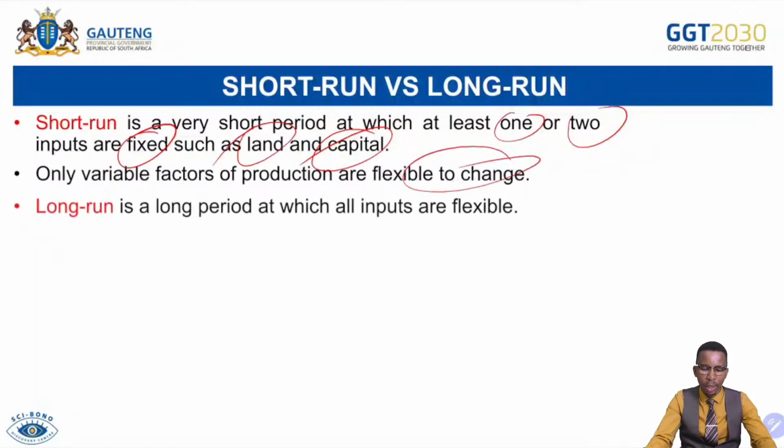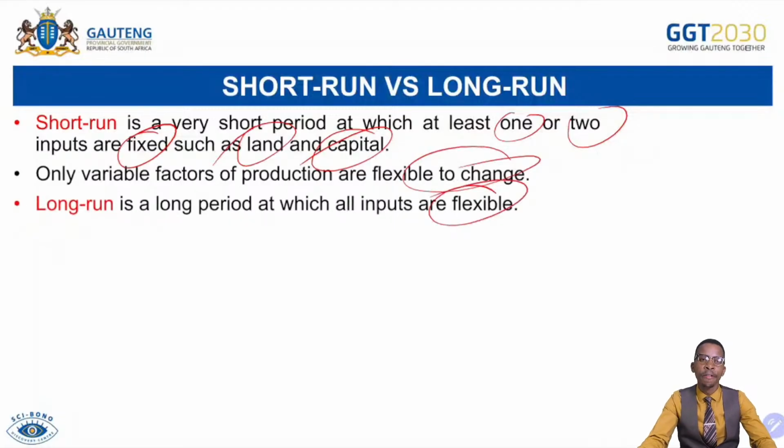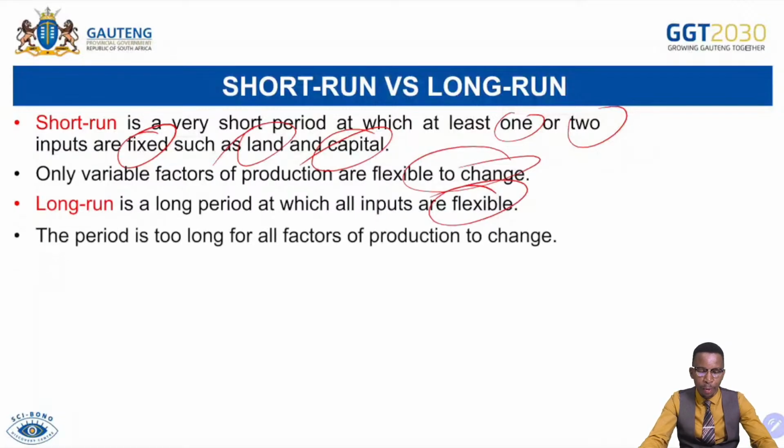Long run is a period at which all inputs are flexible. In the long run, the firm is able to accumulate capital it did not have in the short run. Then in the long run, they have enough money to further their production objectives. And then also, those that are willing to enter the labor market can enter it in the long run because they have gone for relevant training and skills in order to be employable. The period is long enough for all factors of production to change, to be flexible, or to vary.